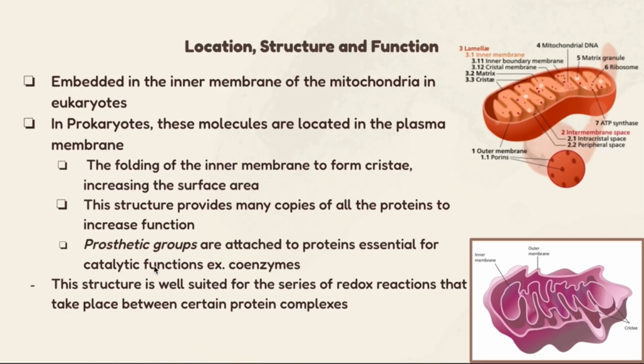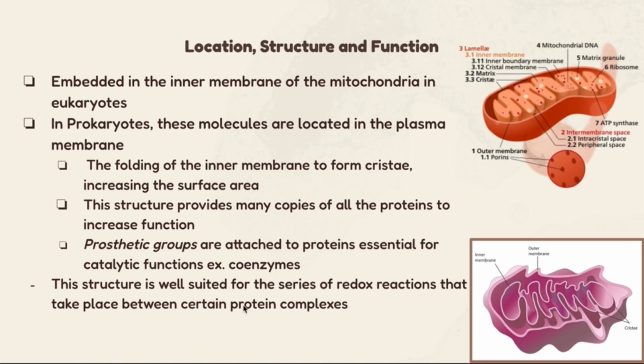In eukaryotes, the ETC is embedded in the inner membrane of the mitochondria. In prokaryotes, these molecules are located in the plasma membrane. The folding of the inner membrane to form cristae increases the surface area. This beautiful structure provides many copies of all the proteins and enzymes to increase their function. This example is directly how structure resembles function.